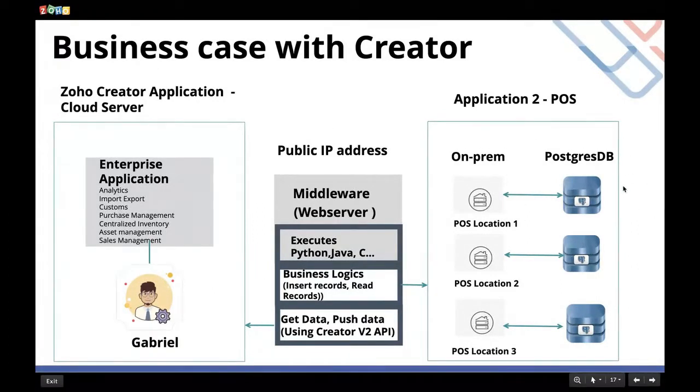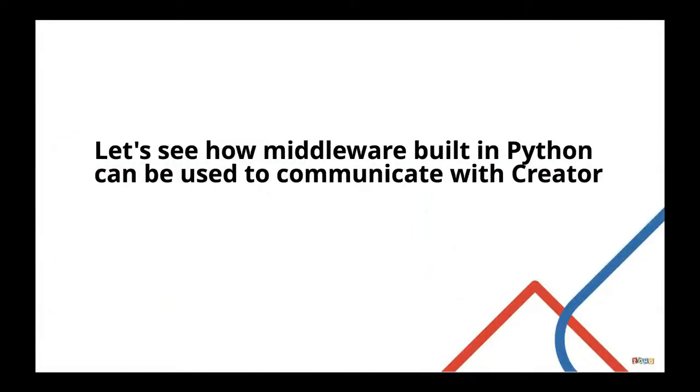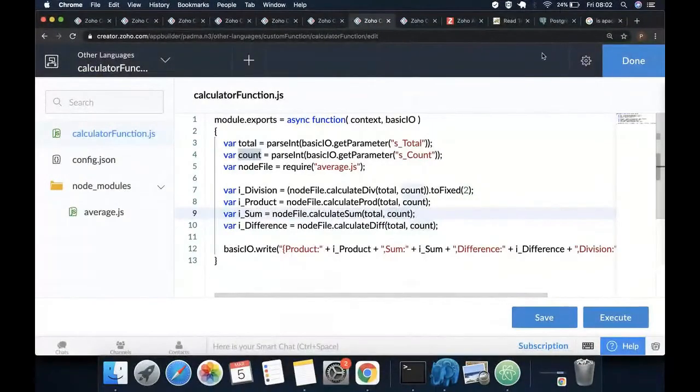Communication from the database to Creator again would be a kind of trigger. So from the trigger, through API, I'll push the data. So you can see a seamless flow happening. That is achievable provided you have your entire application server framework on the public IP. So this is one business use case you can think of. Now let me take you to the middleware setup.